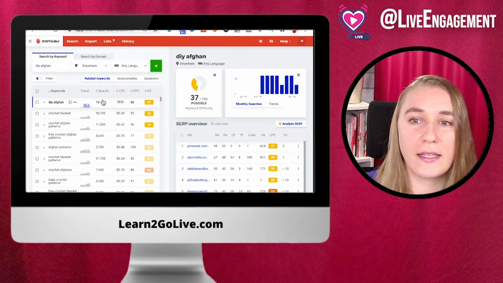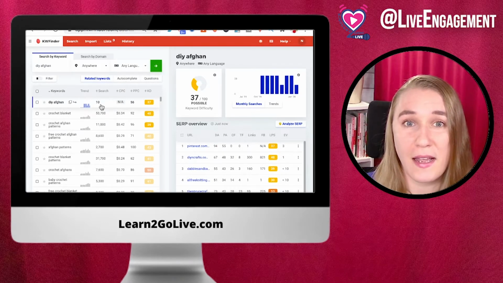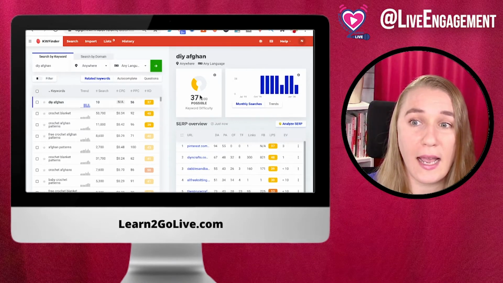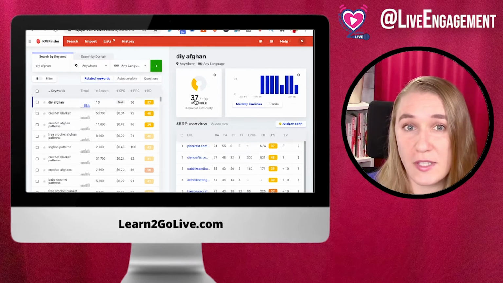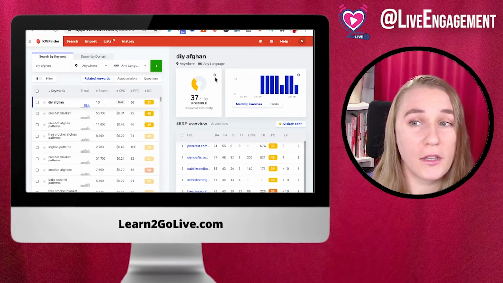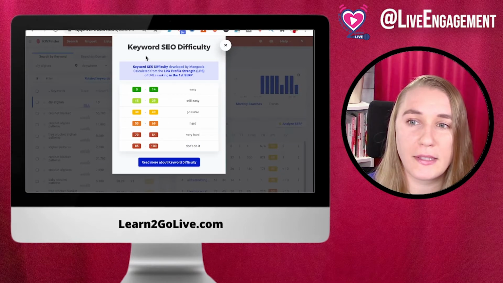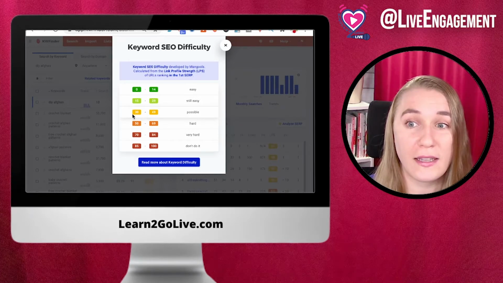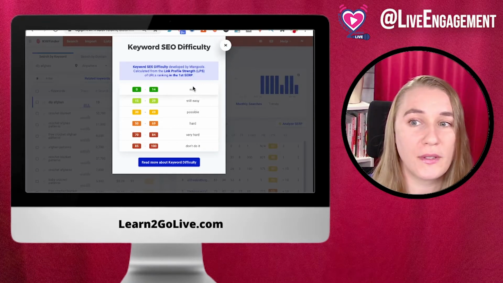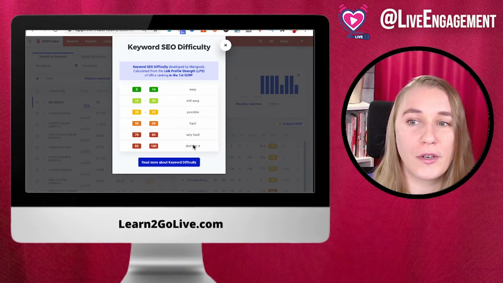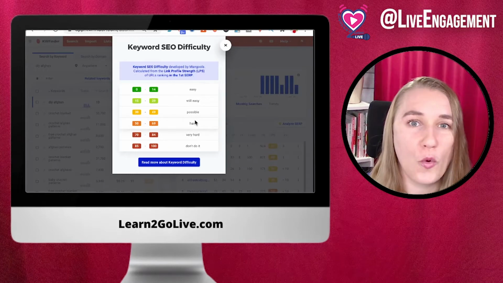If you're looking at this one, it says DIY Afghan and it has 10 people on average looking for DIY Afghan, okay? And it has a number of 37. First of all, 37 is better than 38, right? In difficulty, it makes it easier to be found. And it even tells you here, when you click right here, it says keyword SEO difficulty, and it gives you all these possibilities. So you can see that it's possible to rank for these keywords. Both of these are in this range. It's better to go into still easy, or easy, but possible is doable, right? Now, I would never go into the orange or reds. There is just no way that you can be found.